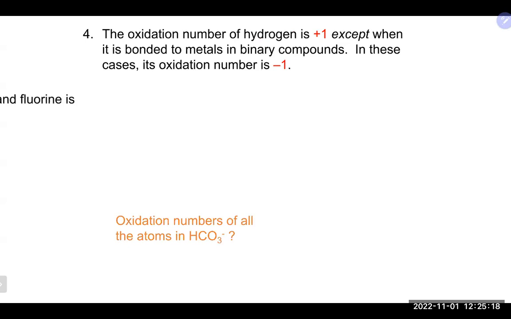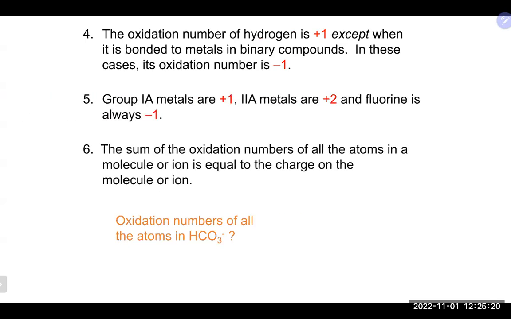In addition, hydrogen is typically +1. The only time hydrogen would not be +1 is if it's in an ionic compound with a metal and it comes second. Then it's a hydride, which is -1. Group 1 is +1, Group 2 metals are +2, and fluorine is -1.